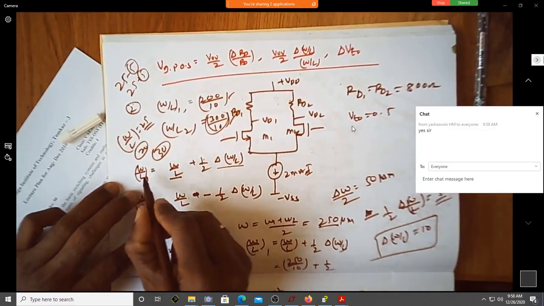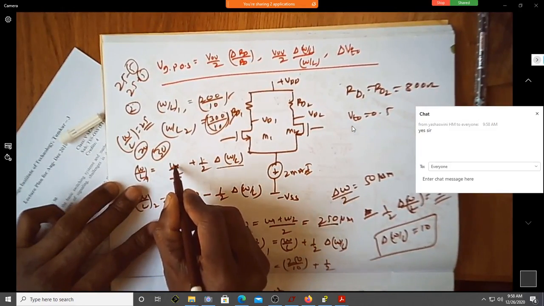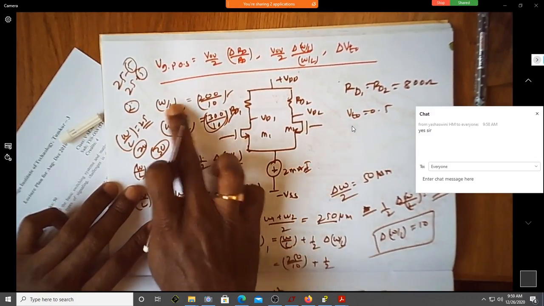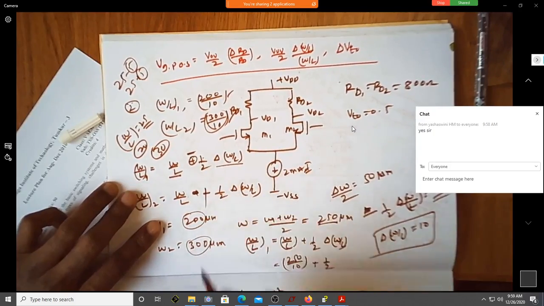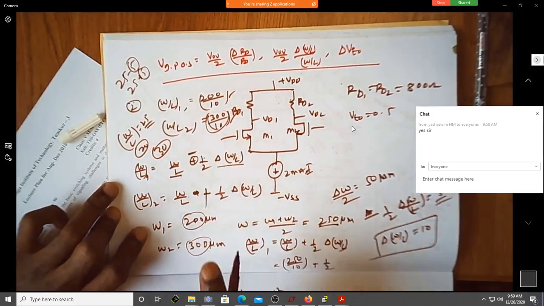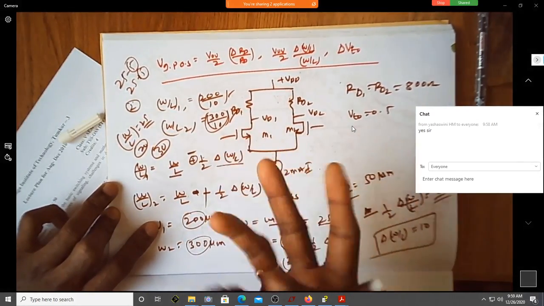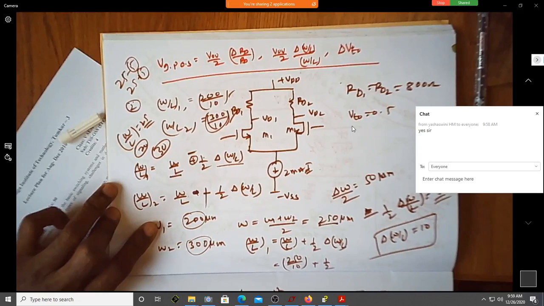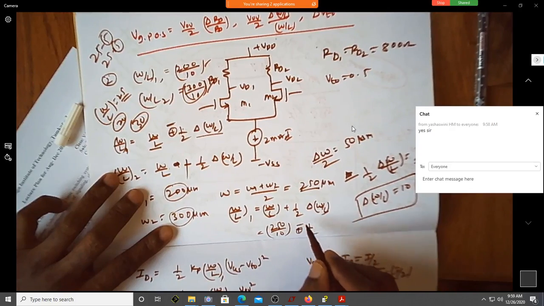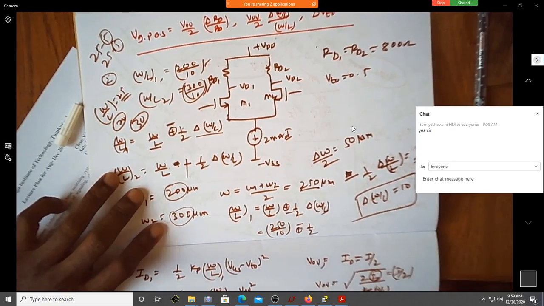You can see here W by L of 1 is not W by L plus. This is actually minus, because it is less in this particular case. Here it is plus. While doing the derivation we may have taken it as minus plus, but make sure that it can be the other way also. Is that fine? I'll just make this minus.